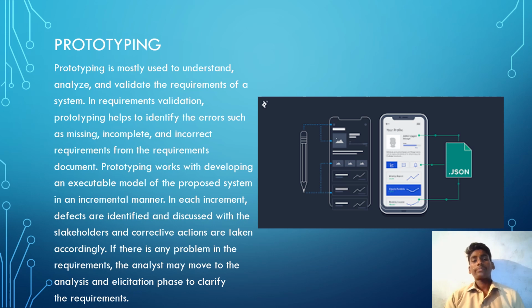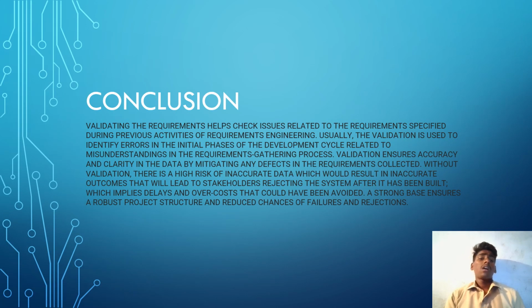The conclusion: validating the requirements helps check issues related to the requirements specified. During previous activities of requirements engineering, usually the validation is used to identify errors in the initial phases of the development cycle related to misunderstandings in the requirements gathering process. Validation ensures accuracy and clarity in the data by mitigating any defects in the requirements collected. Without validation, there is a high risk of inaccurate data, which would result in inaccurate outcomes that will lead to stakeholders rejecting the system after it has been built, which implies delays and overcosts that could have been avoided.